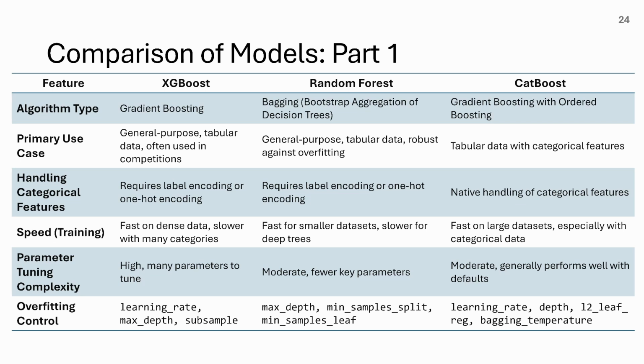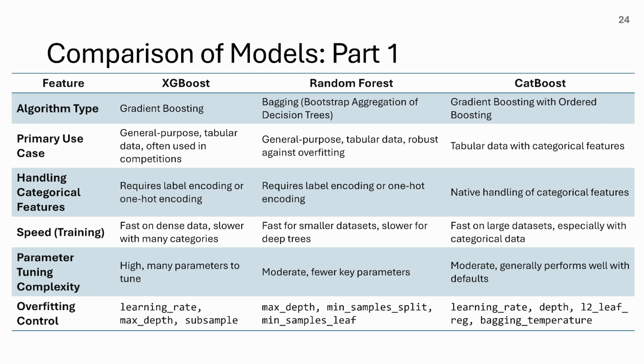CatBoost is highly optimized for large datasets, especially those with categorical features. It is capable of rapid training on complex datasets thanks to specialized optimizations for categorical data. As for the parameter tuning, XGBoost has a high parameter tuning complexity with many options like learning rate, max depth, and subsamples, and each parameter affects both accuracy and training speed, so careful tuning is required.